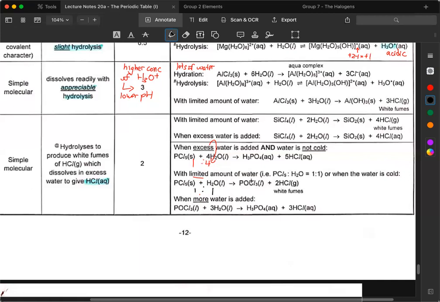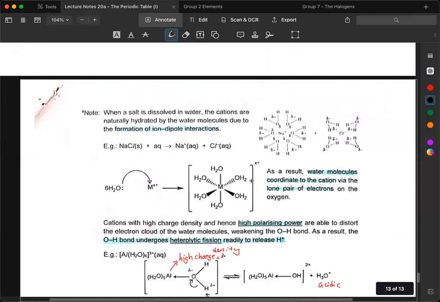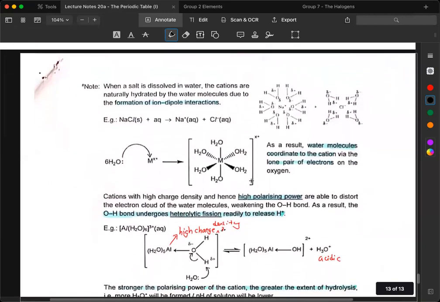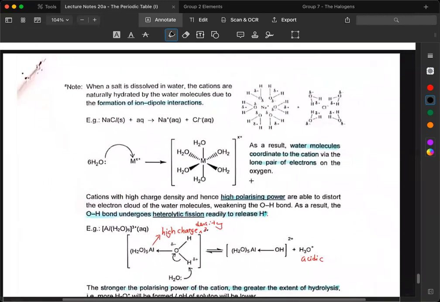Just have to remember the equations very well. Last page, just some conceptual understanding before we move on to the next part on group 2 and group 17. When the salt is dissolved in water, the cations are naturally hydrated by the water molecules due to the formation of ion-dipole interactions. As a result, the water molecules coordinate to the cation via the lone pair of electrons on the oxygen.